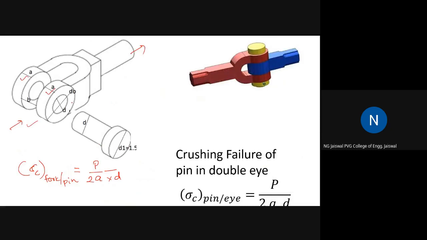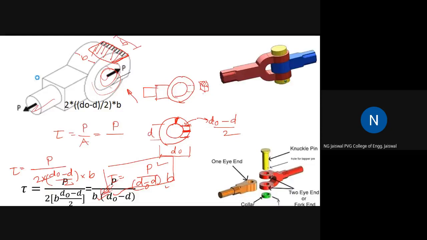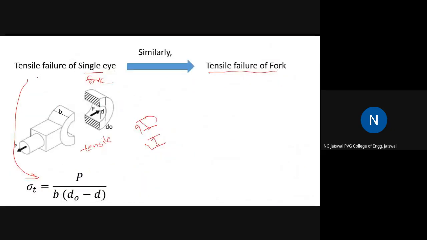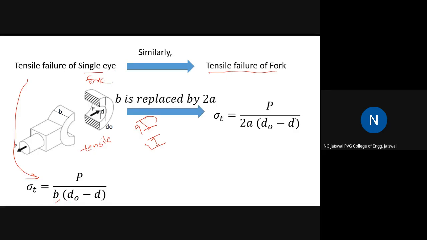This one. Here there are 2 lengths, A and A. And therefore, the only thing is that if you replace this B by 2A, you will get the corresponding equation of tensile failure of fork. What did you do? Simply B is replaced by 2A. See now this equation. So you get the equation of tensile failure of fork, similar to the tensile failure of single eye.